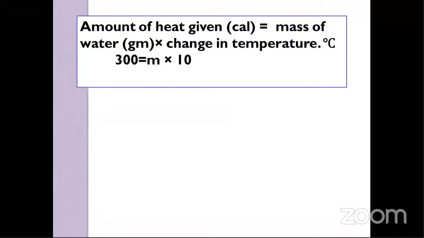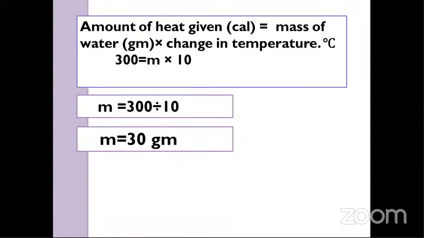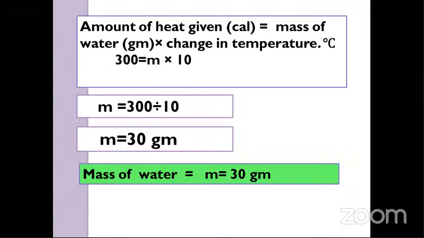Here I have put the given values in the formula. 300 is equal to m, where m means mass of water, into change in temperature, 10 degree centigrade. Next, when m comes to the left side, 300 will be divided by 10. So we got the value of m. M is equal to 30 gram. It means mass of water is 30 gram. Does everyone understand this? Mass of water is equal to 30 gram.